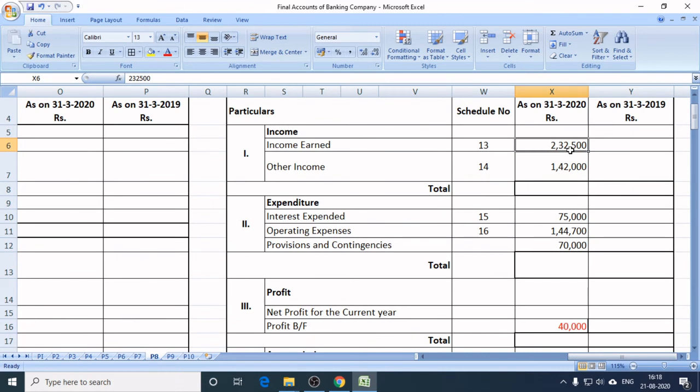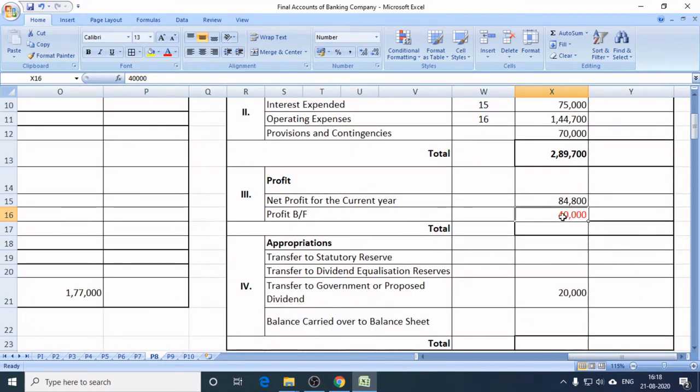Okay, now let's calculate the total. Let's calculate the total income, that is 3,74,500. Let's make the addition of expenditures, that is 2,89,700. Let's calculate the current year income. It is simple. Now from the total of income, we have to deduct only the total of expenditure. We will get the net profit of current year, that is 84,800. Now that 40,000 is previous year's profit. Now 84,800 is current year profit. Now 1,24,000 is bank's total profit as on 31st March 2020.